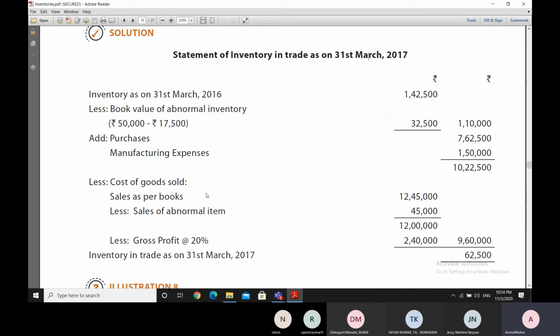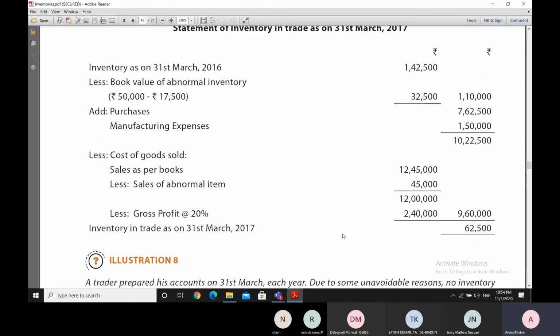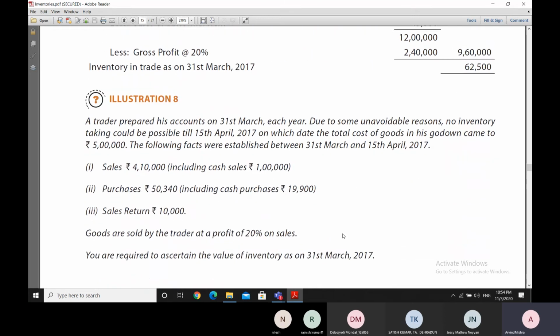Because the cost of the goods sold is calculated by reducing from the sales the gross profit margin. When we reduce from sales the gross profit margin, we get the cost of the goods sold, and then the cost of the goods sold is reduced from the opening inventory plus purchases and manufacturing expenses. Thereby we get the value of closing inventory as 62,500.